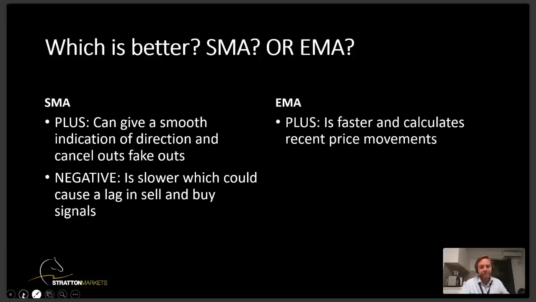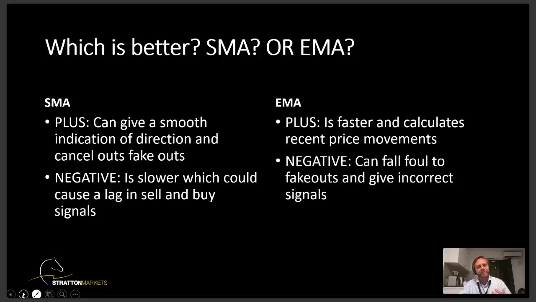Whereas the EMA, the plus side, is faster and calculates more recent price movements. So if the trend is generally changing, it could indeed give you more of a heads up or early warning to potentially jump on in. Negative, because of this though, it can fall foul to fake outs and give incorrect signals, whereas the SMA might be able to give you a smoother, clearer picture. So those are the plus sides and the negative sides of both the SMA and the EMA.